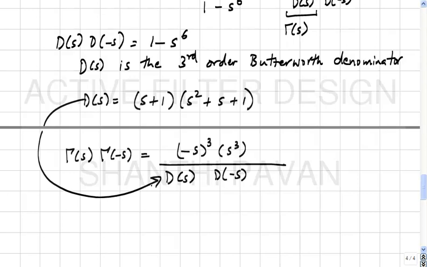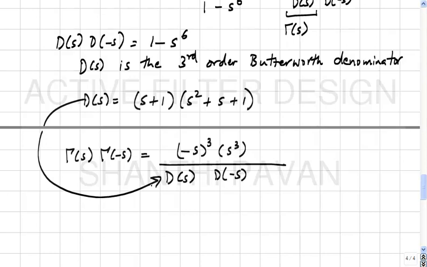I was able to write out that expression because somebody remembers it. We've done it before. Same thing. We find the roots of 1 minus s power 6. There will be 6 roots. We associate the LHP roots with those of d of s and discard the RHP roots.